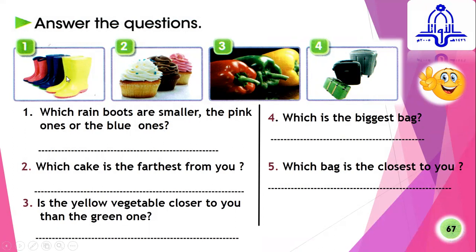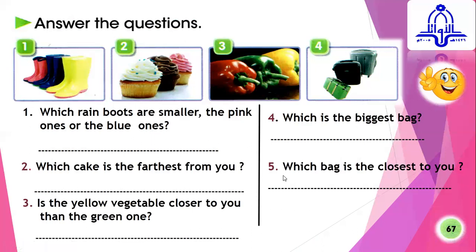Because we use boots, we said boots are considered plural. We used are here, we consider it plural. So which rain boots are smaller? أي الأبوات المطرية هي الأصغر. The pink ones الوردية or the blue ones الزرقاء. Here we have a comparison, we compare between the pink ones and the blue ones.